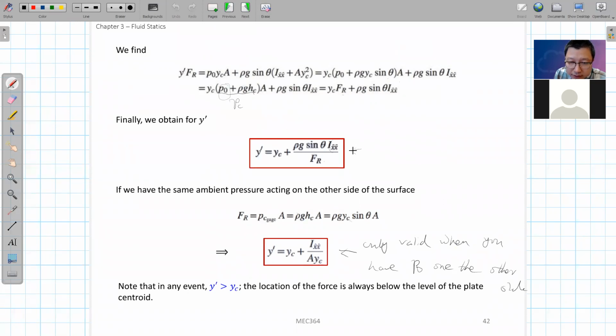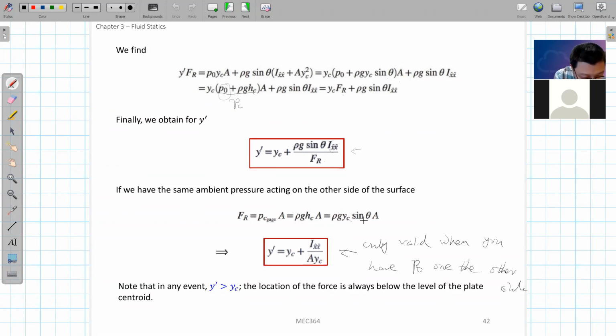One is for the case when the other side of the plate does not have a P0, and this one is for the case when the other side of the plate has the P0. Any question here? So far so good. Okay.